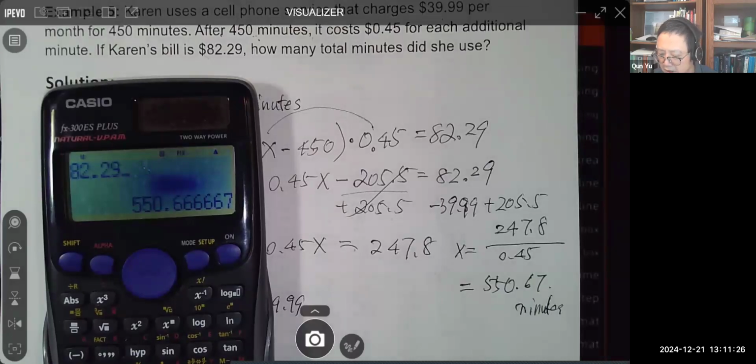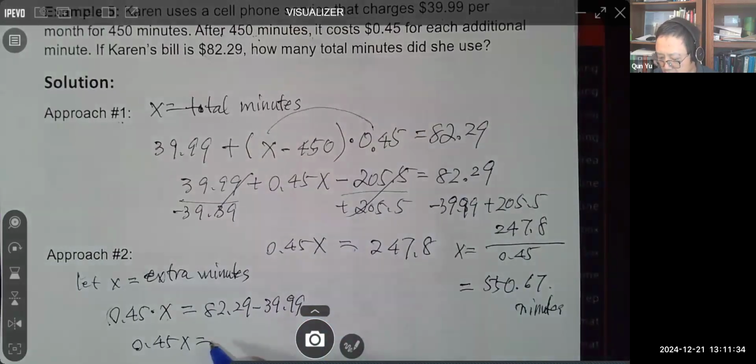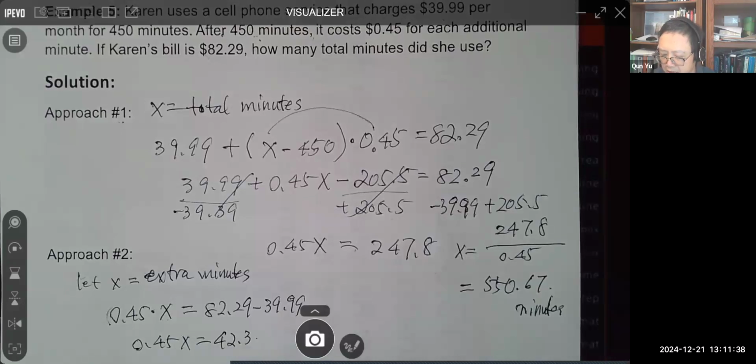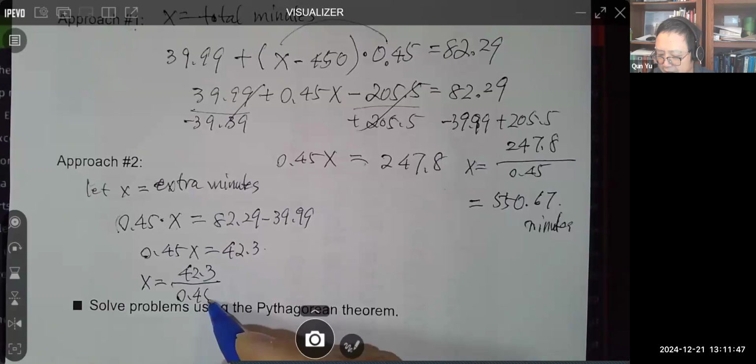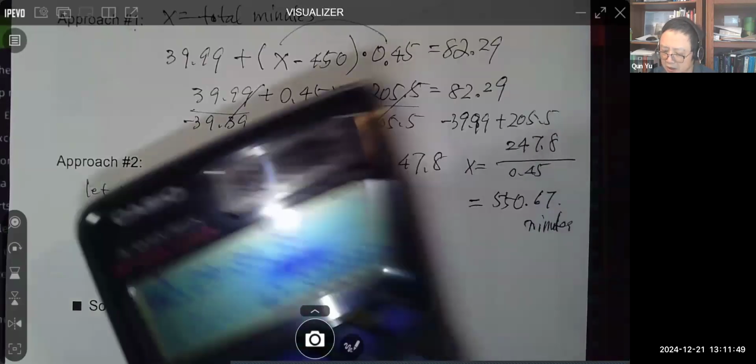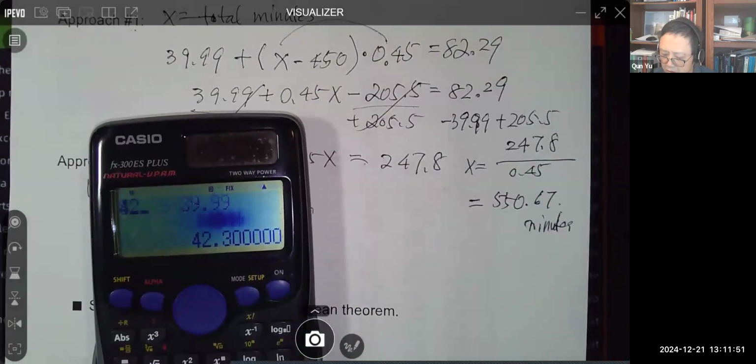82.29 minus 39.99. We get 42.3. Now let's do the division. X equals 42.3 divided by 0.45, right? 42.3 divided by 0.45.